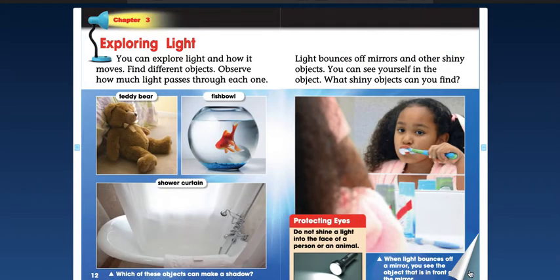Chapter 3, Exploring Light. You can explore light and how it moves. Find different objects. Observe how much light passes through each one. Teddy bear, fishbowl, shower curtain. Which of these objects can make a shadow? Light bounces off mirrors and other shiny objects. You can see yourself in the object. Which shiny objects can you find? Protecting eyes. Do not shine a light into the face of a person or an animal. When light bounces off a mirror, you can see the object that is in front of the mirror.